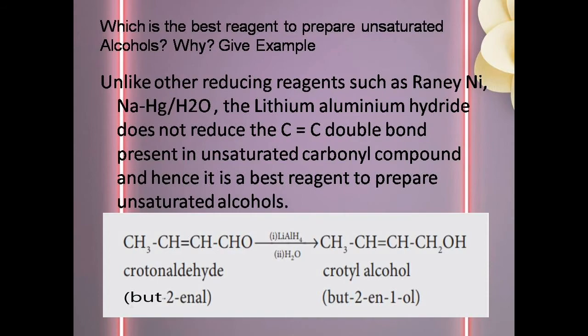See the example: crotonaldehyde formula is CH3CH double bond CH single bond CHO. Here 4 carbons are there, so but, and in the second carbon we have a double bond, so 2-ene, and aldehyde means al. So the name of that compound is but-2-enal.